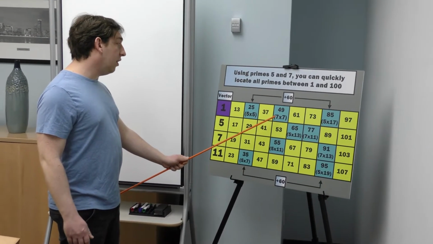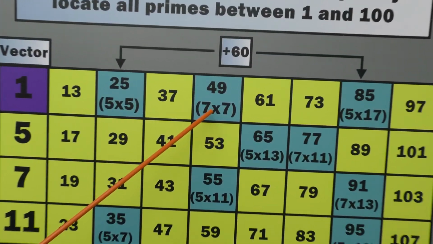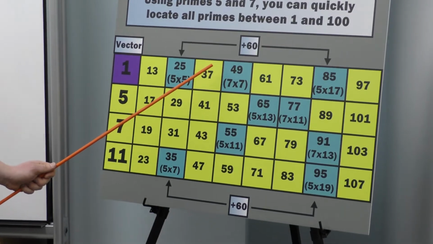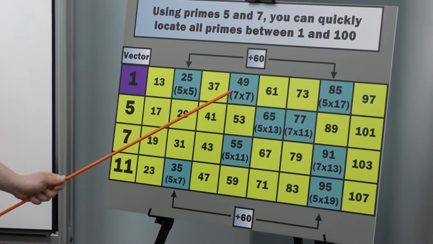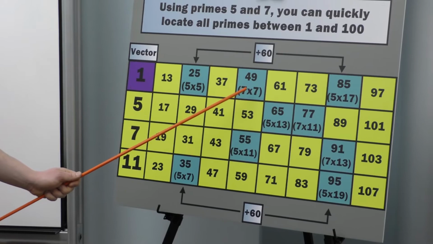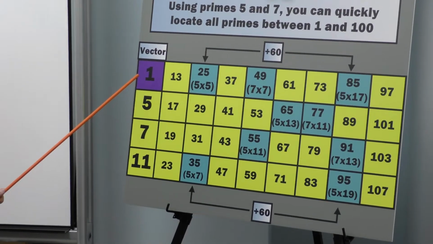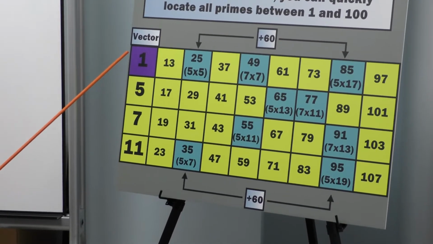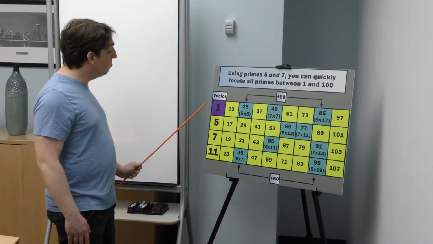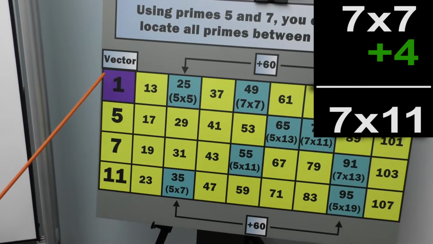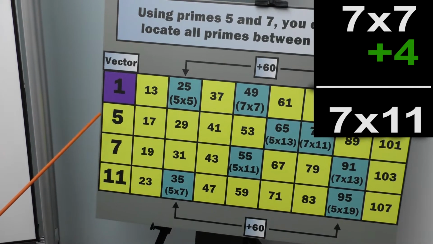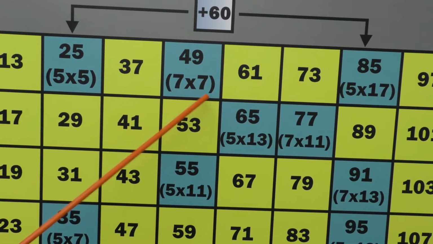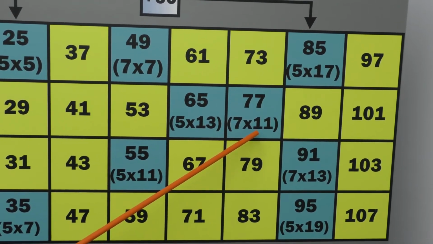Well, 7 starts in 1 o'clock, 7 times 7. But instead of going counterclockwise like the 5 prime cycle, we're going to go clockwise with the 7 prime cycle. So the first one is 7 times 7. That's at 1 o'clock. If we want to go to 5 o'clock, that's going clockwise. What is the difference between 1 o'clock and 5 o'clock going clockwise? That's a difference of 4. So we take 4 and we add that to 7, the multiplier. 7 plus 4 is 11. So we go from 7 times 7 to 7 times 11.